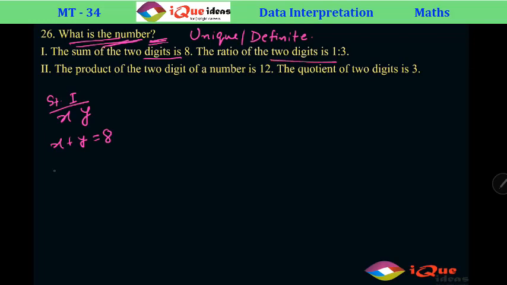Now here is a problem. We don't know whether it is x is to y or y is to x. Which one is 1:3? The order is not mentioned. This is a difficult situation.